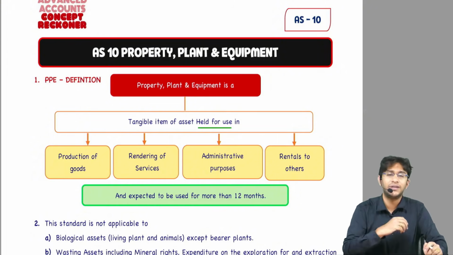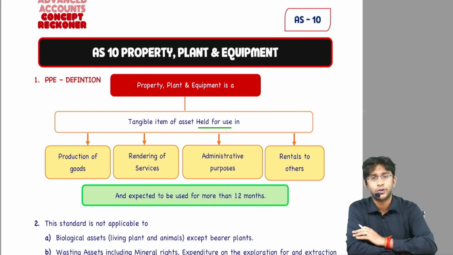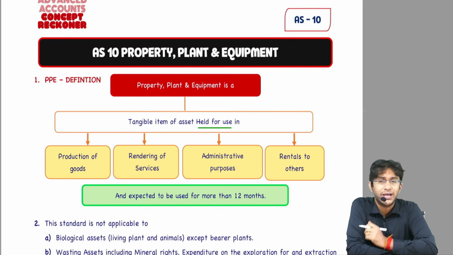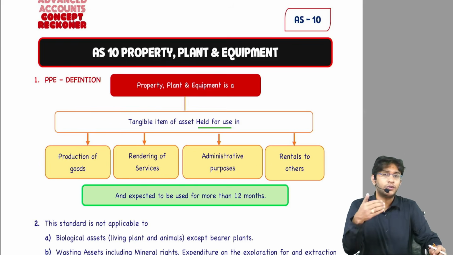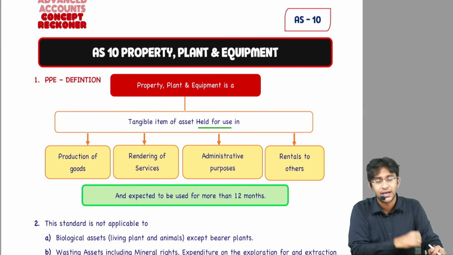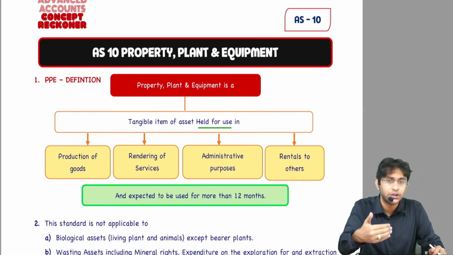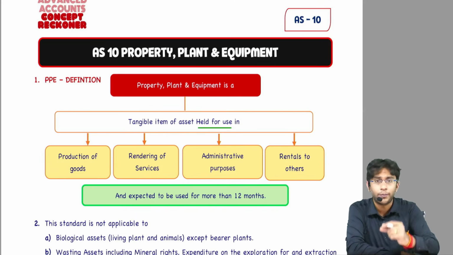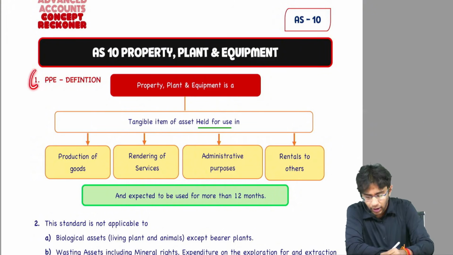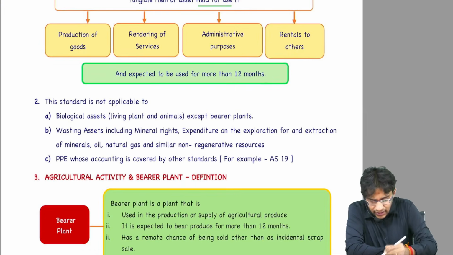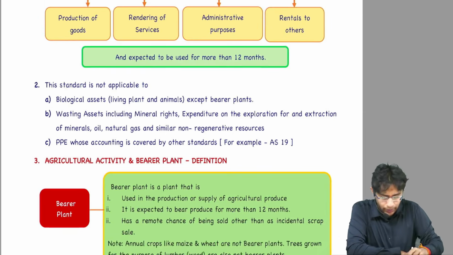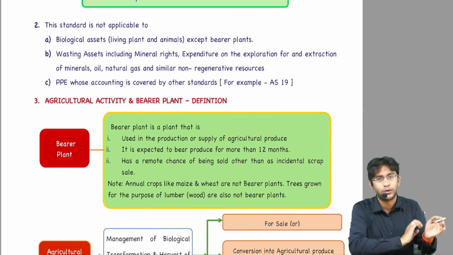So in total we have seen 3 criteria here. One, it should be a tangible item of asset. Number 2, it should be held for usage, and it should be held for usage in any of these 4 purposes. And finally, it should be a capex. It should have a utility of more than 12 months. Then it becomes property, plant and equipment. Now, there are 1 or 2 points relating to scope, agricultural activity and all. We will talk about that towards the end of the chapter.